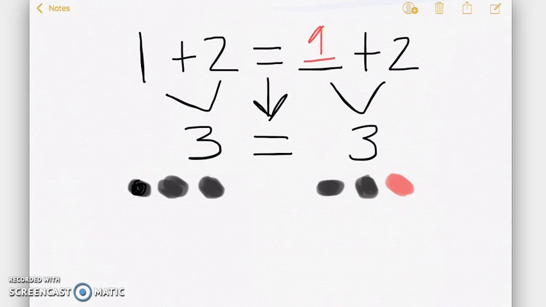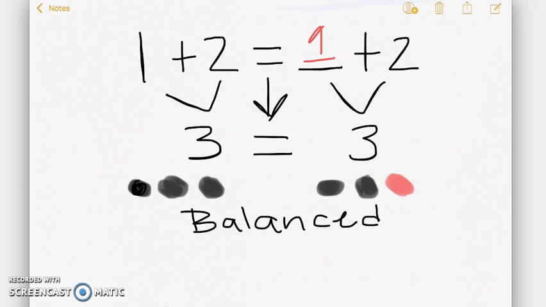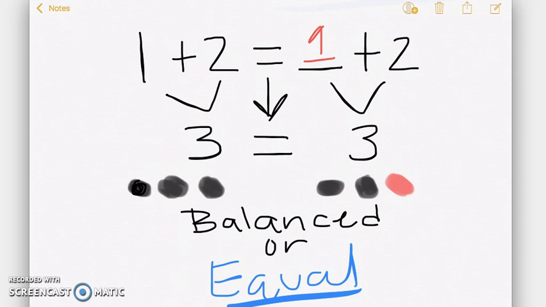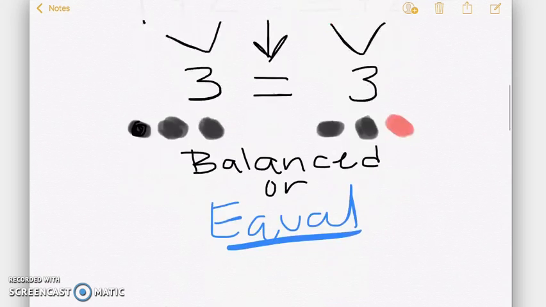And now this equation is balanced, or this equation is equal. And that's what we want. We want to find whatever's missing from one side of the equal sign to make sure that our equation is balanced or equal.